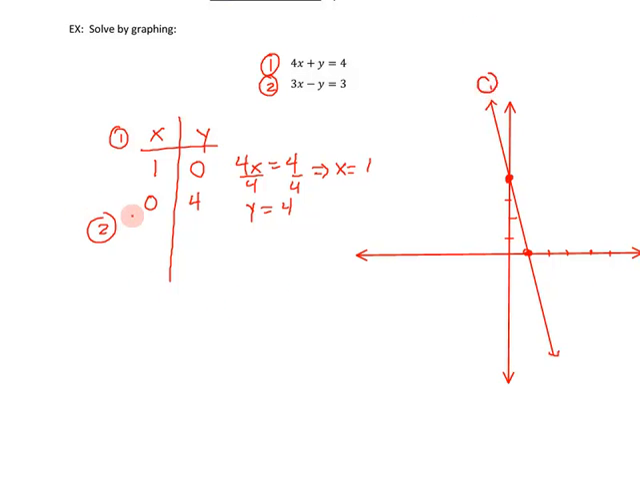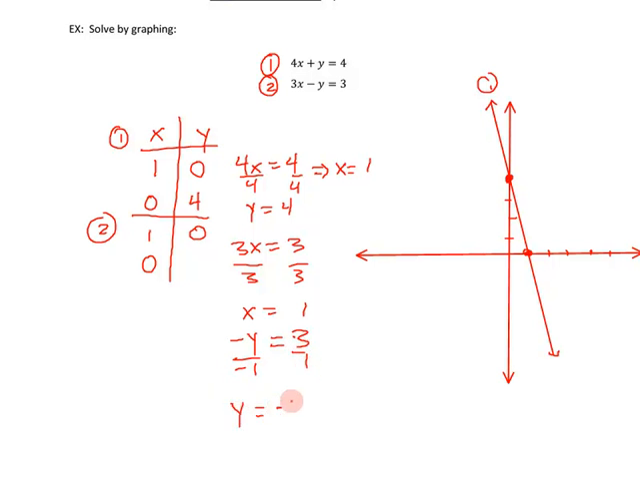Now what about equation 2? Let's do the same thing again. For equation 2, I'm going to plug in 0 for y. I get 3x is equal to 3. So divide both sides by 3, I get x is equal to 1. And then if I do 0 for x, I get negative y is equal to 3. Divide both sides by negative 1, I get y is equal to negative 3. So 1, 0 is right here, and 0, negative 3, 1, 2, 3 is right here. So the line that goes through those is right here.